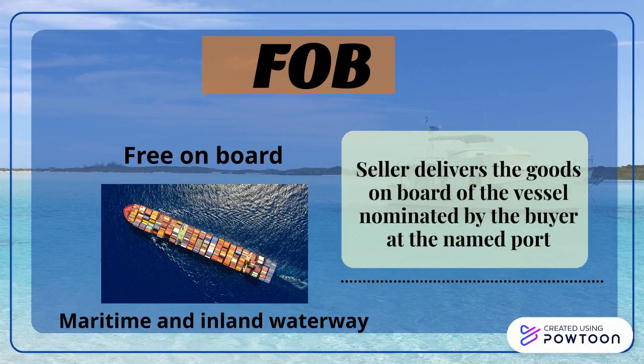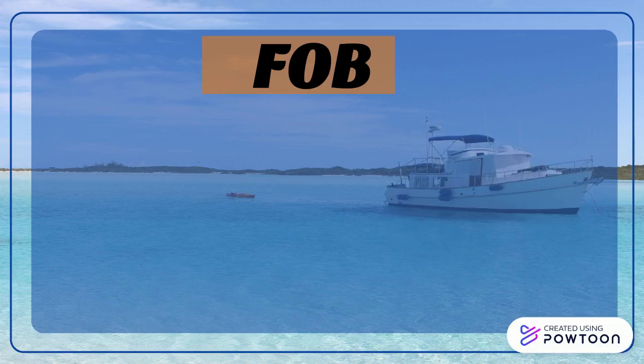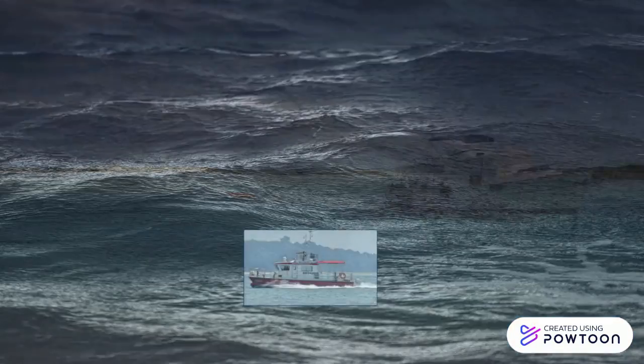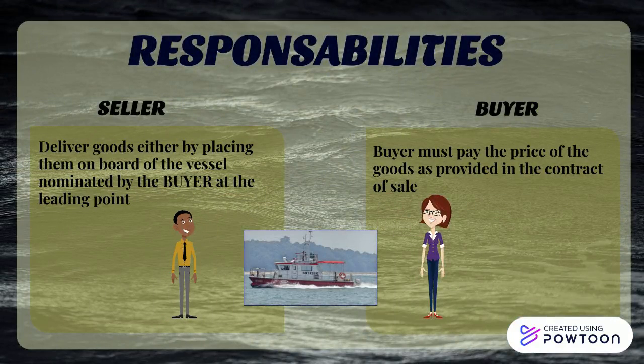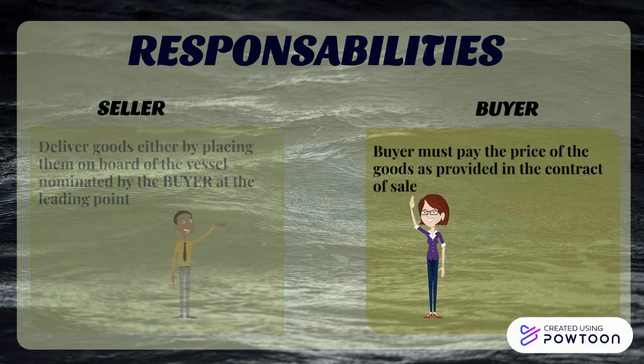FOB, or free on board, is the most common Incoterm. This is when the seller delivers the goods on board of the vessel nominated by the buyer at the named port. As in all the Incoterms, there are some main responsibilities from both sides. In the first instance, the seller needs to deliver the goods by placing them on the board of the vessel that was previously nominated by the buyer, while the buyer will pay the price for those goods.